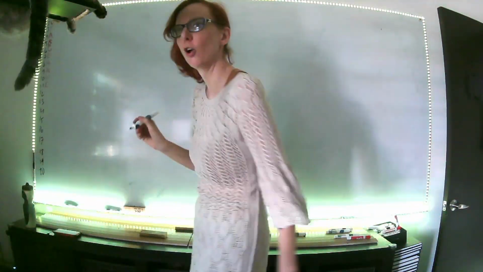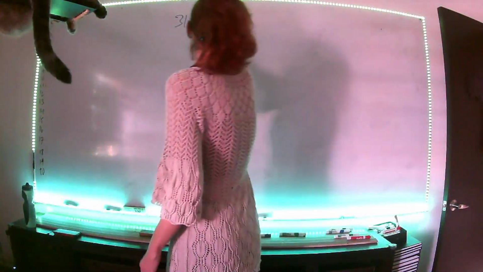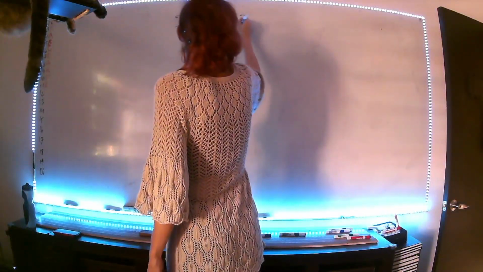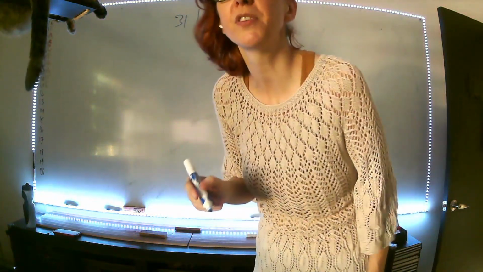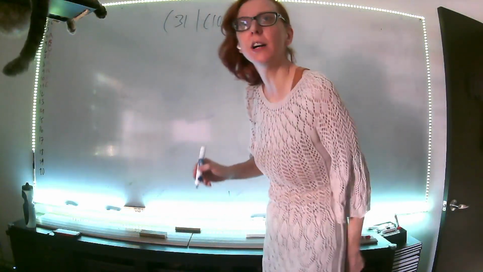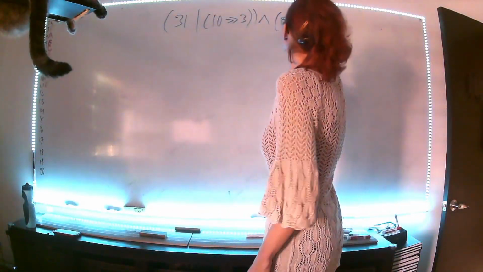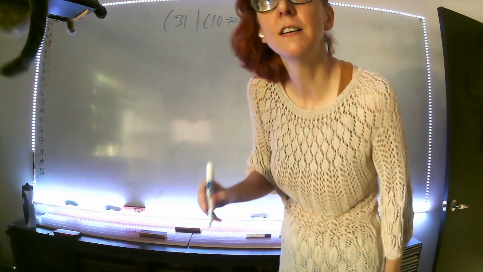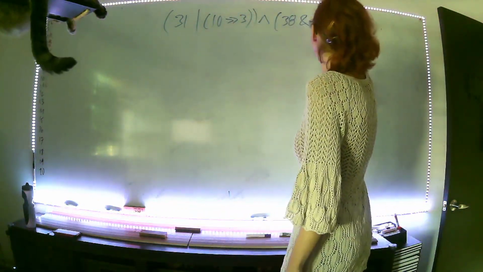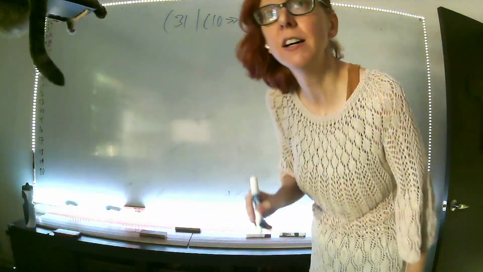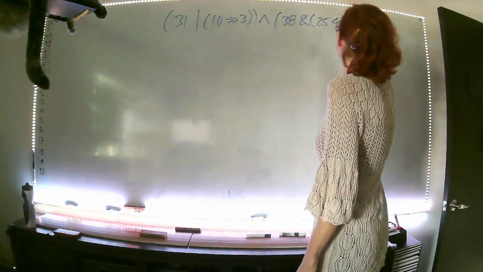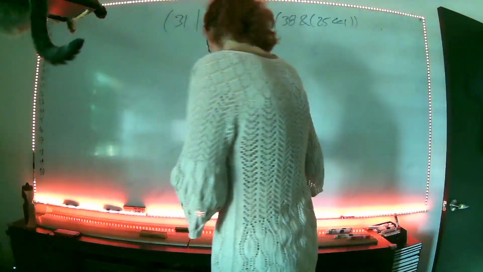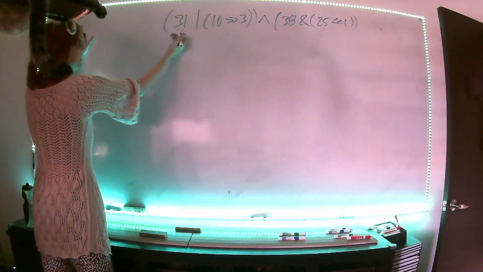So I have a 31 in an OR with a 10 shifted by 3 positions. That thing is in a XOR with a 38, which is in an AND with a 25 shifted by 1 position. So this is very much like a homework, so we should be able to do this within 10 minutes. I need to put things in binary.